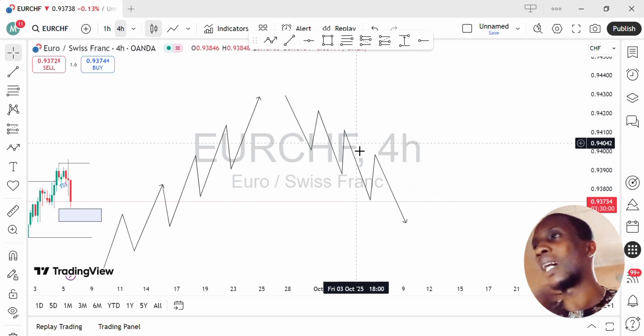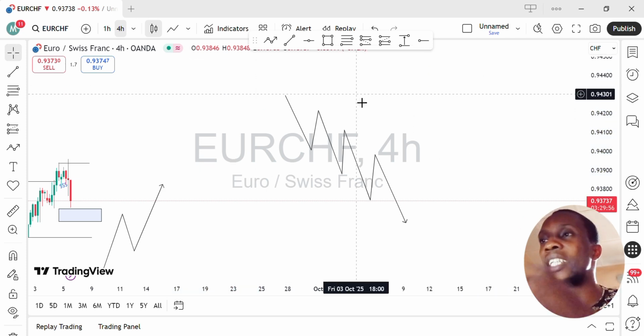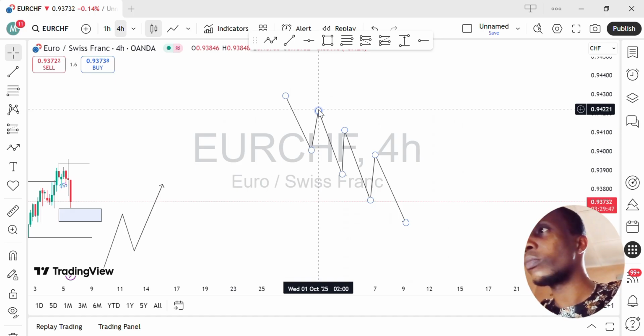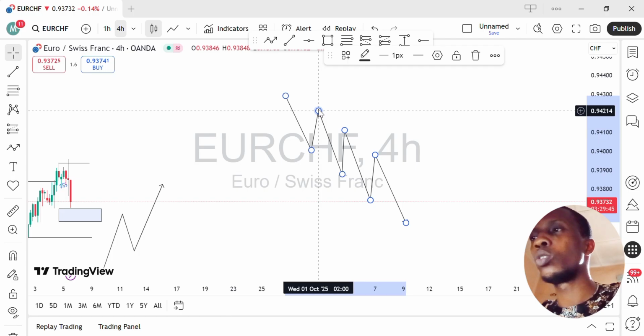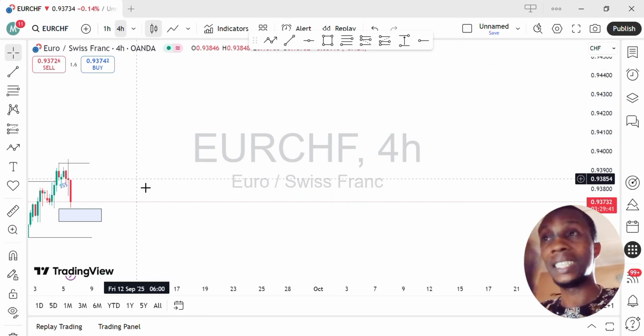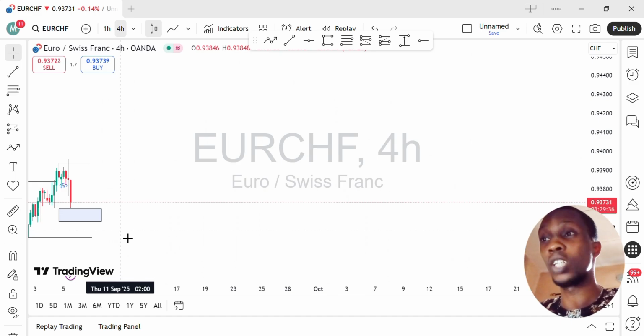Now, that is market structure. Like I've said, market structure helps you to identify the trend. Market structure simply means trend direction, the direction in which the market is going. Now, that is it. So now, moving next, when I open a chart, this is the first thing I look out for: market structure.